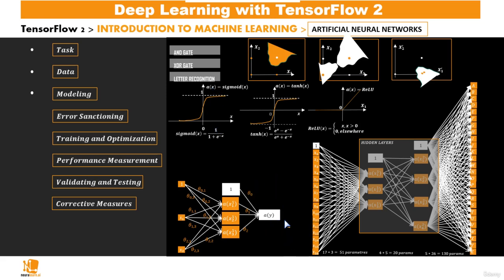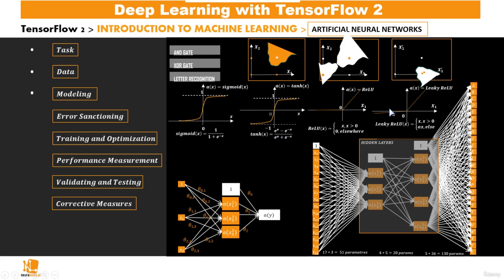Now, for classification problems where we want our outputs to be between 0 and 1, that's where we could use the sigmoid activation or the tanh activation, or even the softmax activation where we have a multi-class problem.